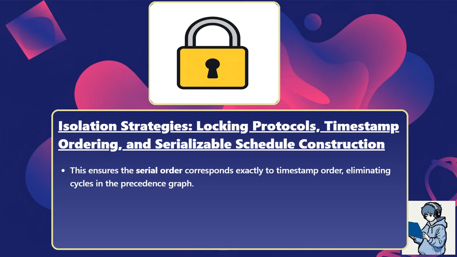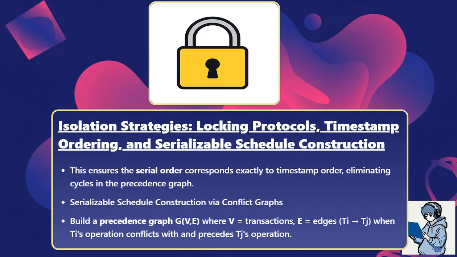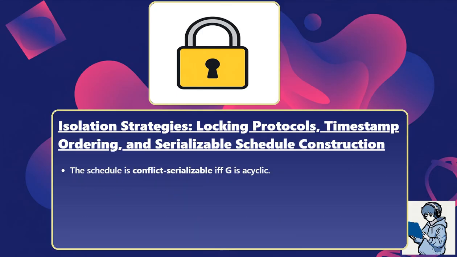This ensures the serial order corresponds exactly to timestamp order, eliminating cycles in the precedence graph. Serializable schedule construction via conflict graphs. Build a precedence graph G = (V, E) where V are the transactions, and E are edges from Ti to Tj when Ti's operation conflicts with and precedes Tj's operation. The schedule is conflict serializable if and only if G is acyclic. A topological sort of G yields the equivalent serial order.